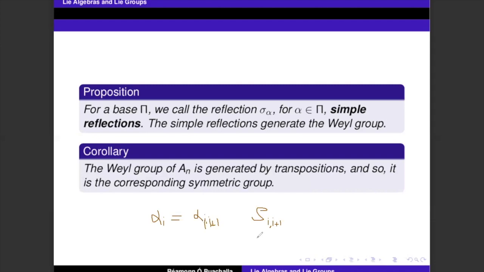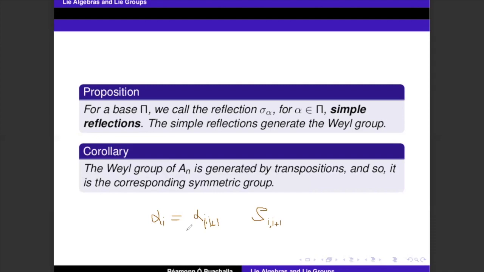And in fact, this is something that happens a lot, that the Weyl groups for root systems are always quite close to something like the symmetric group. But we'll see a bit more of this later on.